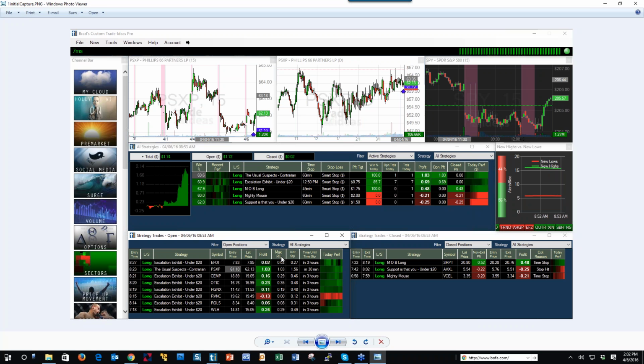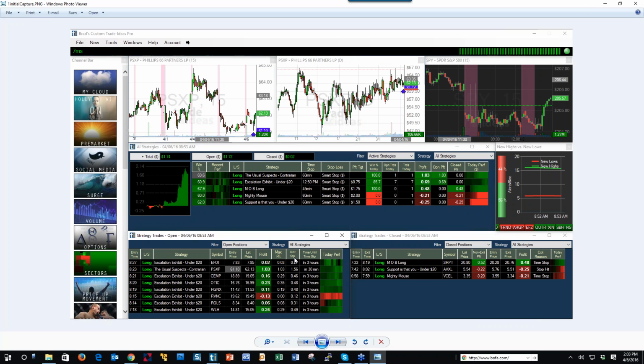Another thing that's really important to note is this maximum profit column. And this is a column that's right next to the profit for a reason, so that you can see at any given time how far off of the high that position is. How far has it pulled back? And that's really relevant information. Everything here is sortable, so you can click on a header and everything will sort either in ascending, and then click it again and it'll do it in descending, or vice versa.